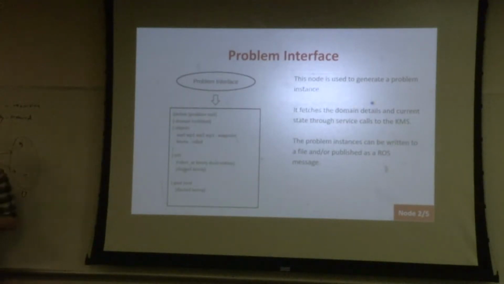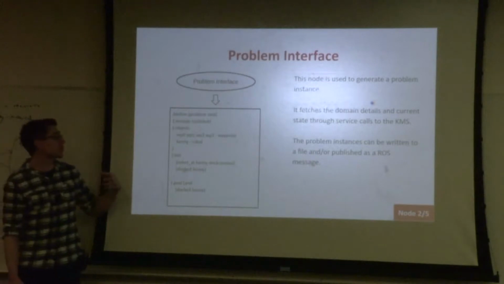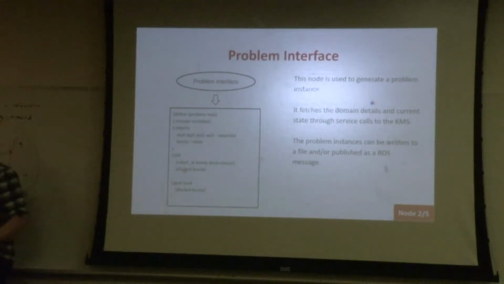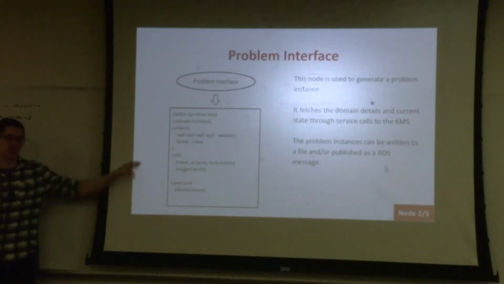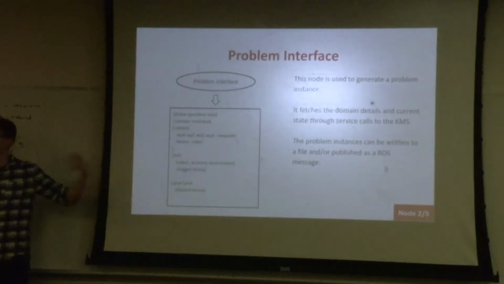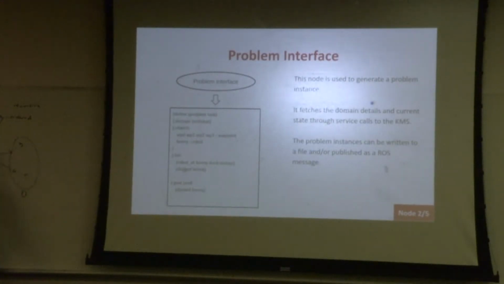So when you call the problem interface's service, it will then spit out a problem file. If nothing has changed since when the knowledge base was launched, it should be exactly the same as the problem file that was loaded into the knowledge base. But as time passes and sensors update the knowledge base, this will change.